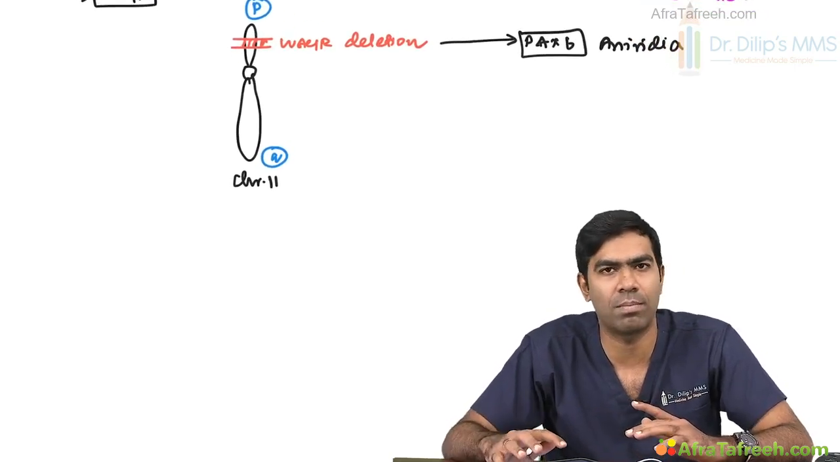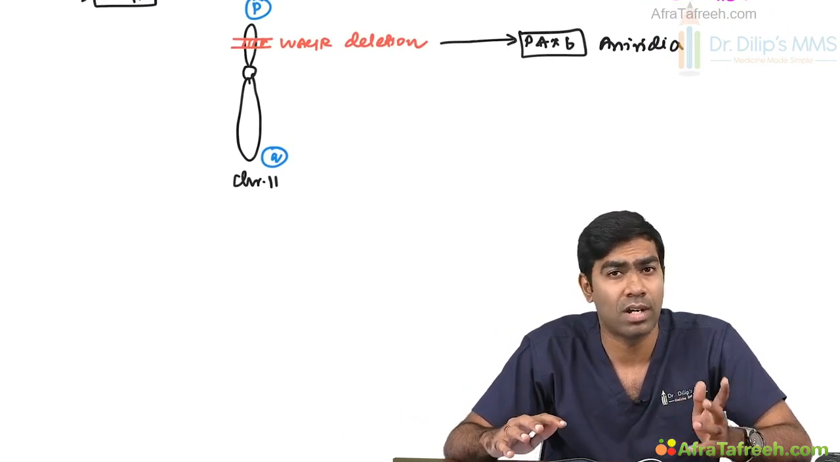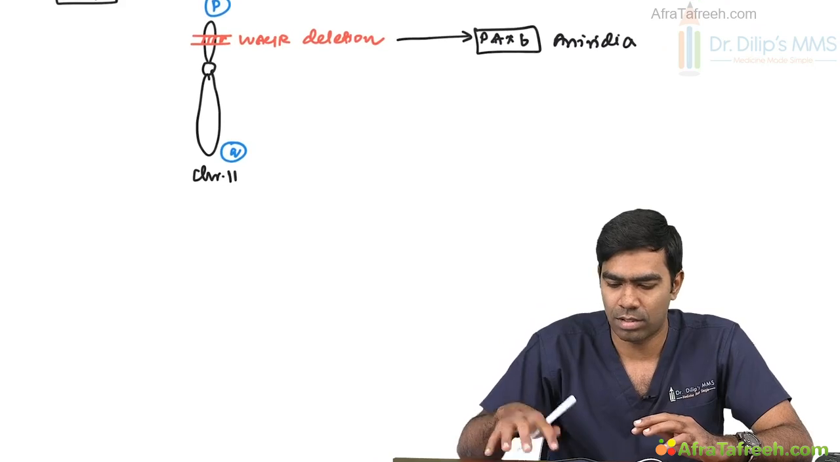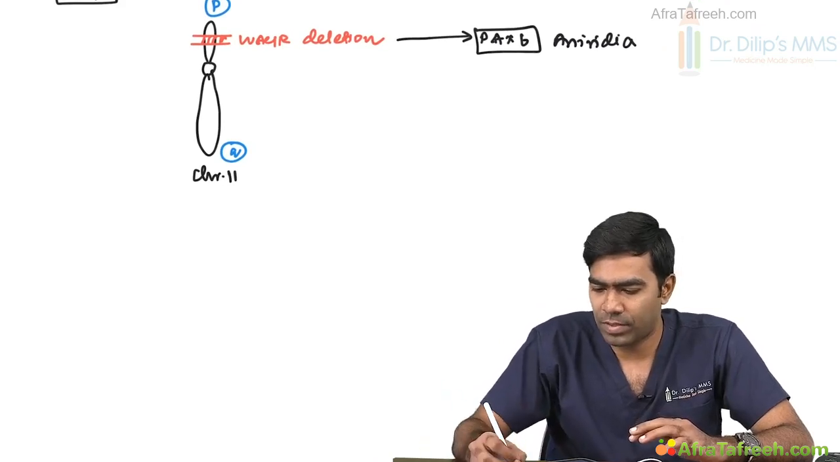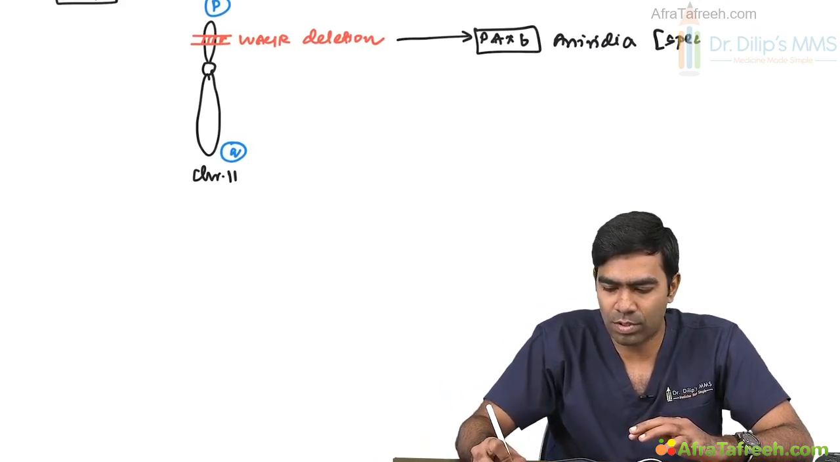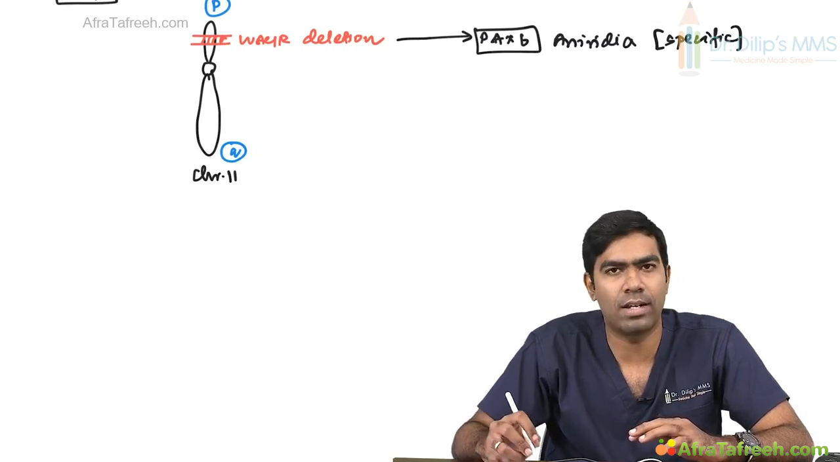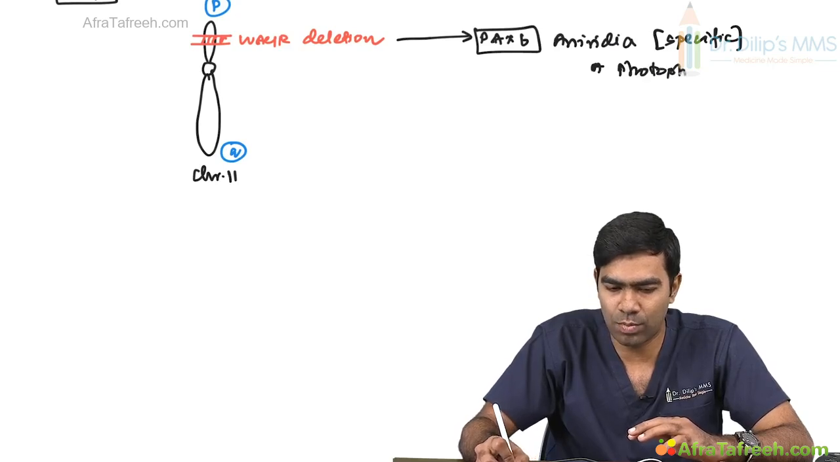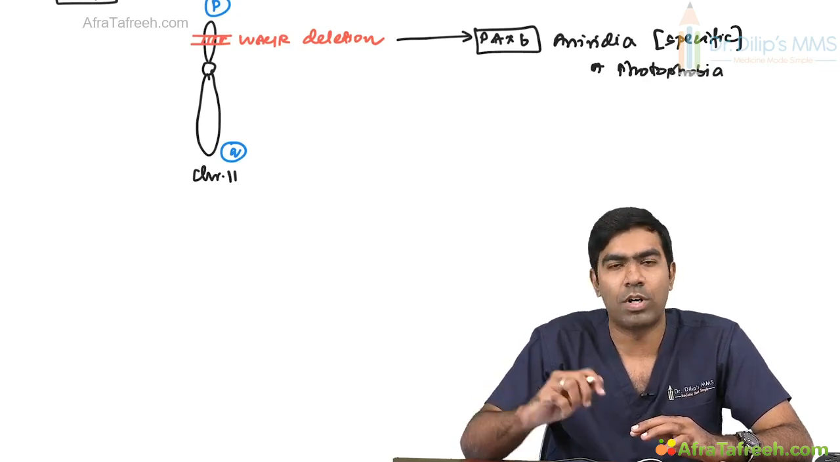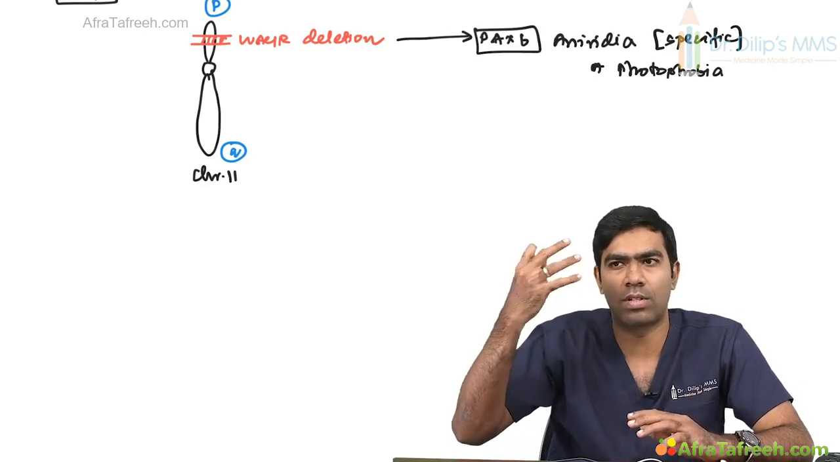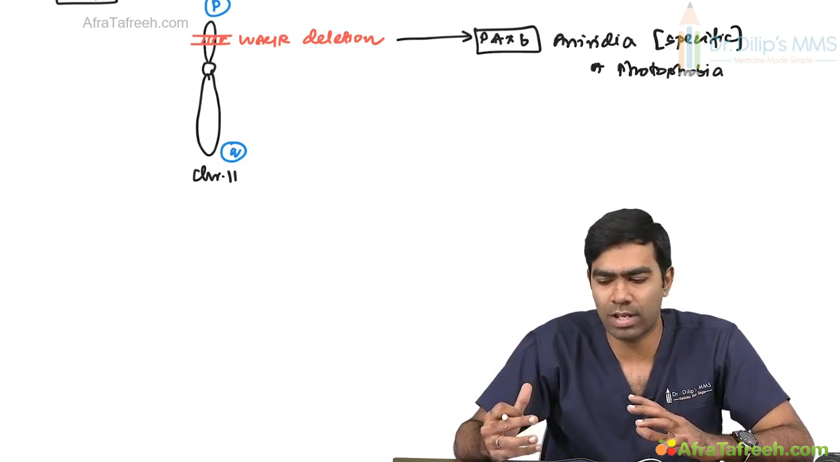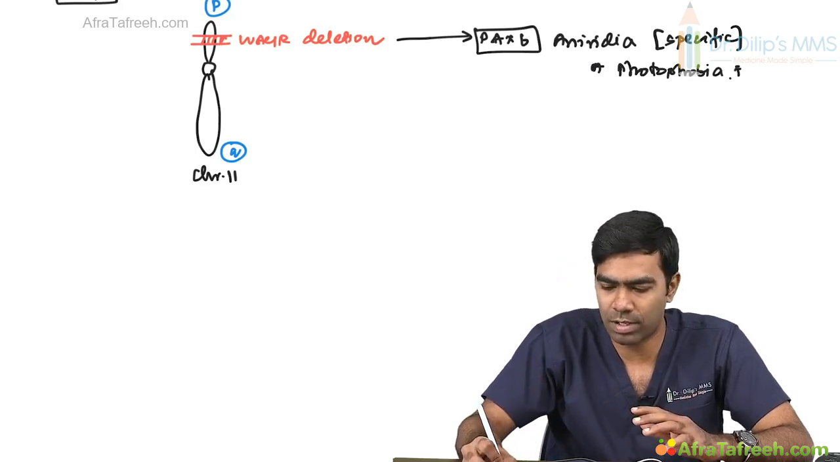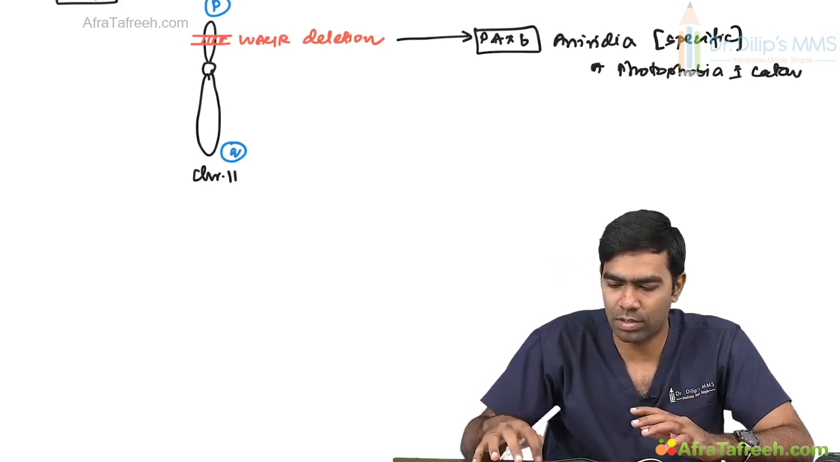Aniridia may be partial or complete, which means there will be a partial or a complete loss of iris. Aniridia is very specific for WAGR syndrome because very few conditions produce aniridia, and at the same time, it will result in significant photophobia because the iris is the one that controls the amount of light exposure to the eyes. If you don't have the iris, it will result in photophobia, and plus or minus you can develop cataracts over a period of time.